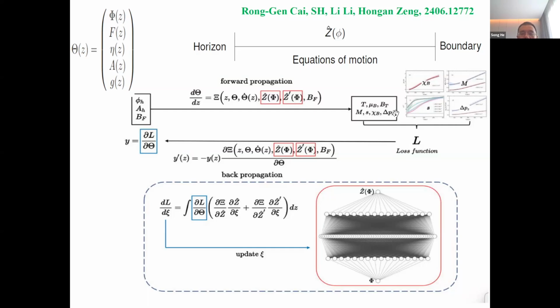This physical quantity can be compared with the latest data, and the difference between them is the so-called loss function. We need this data to minimize this loss function, and then determine this so-called Z hat phi.